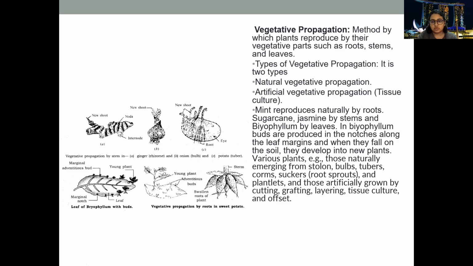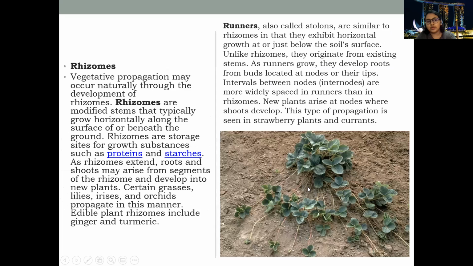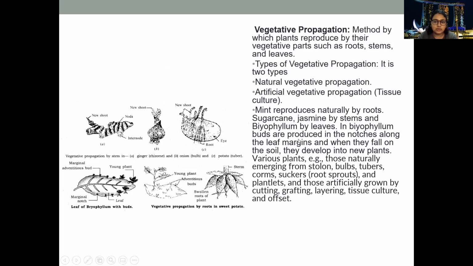We will discuss this in detail. What are the types of methods of vegetative propagation? I hope you have learned this already, right? It is in your syllabus. So we will just recapitulate all these things, and if you have any doubt, you can ask me.